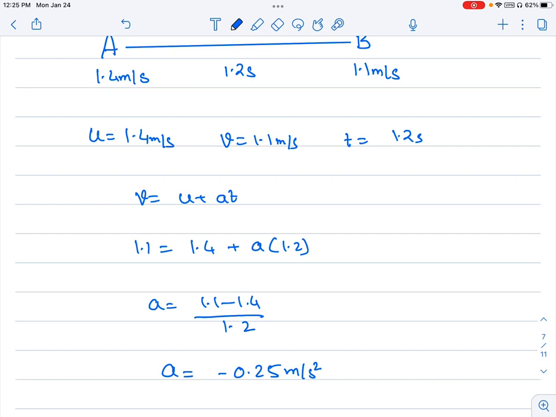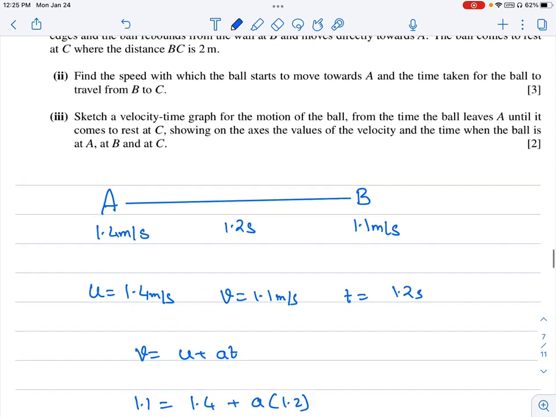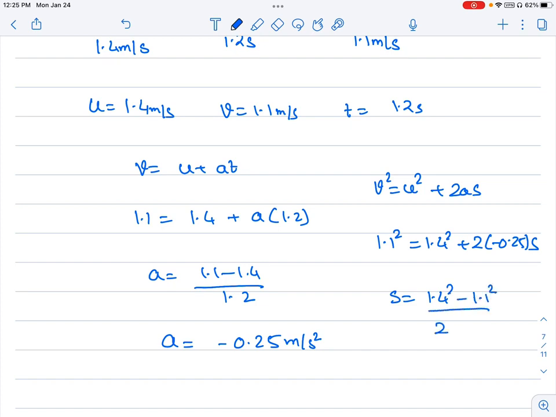So I got the deceleration, but we are also asked to find the distance AB. So v square is equal to u square plus 2as. So 1.1 square is equal to 1.4 square plus 2 times a, which is minus 0.25, times s. So from there s is equal to (1.4 square minus 1.1 square) upon 2 times 0.25. Simplify that. This should give you 1.5 meters. That's going to be the distance.